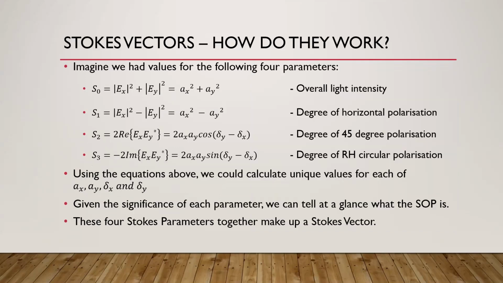Okay, so we'll move on then to Stokes vectors and how they work. So a Stokes vector is essentially composed of 4 parameters. So we see them here. We've got S0, S1, S2, and S3. We'll have a look at what they actually are mathematically and then what each of them signifies.